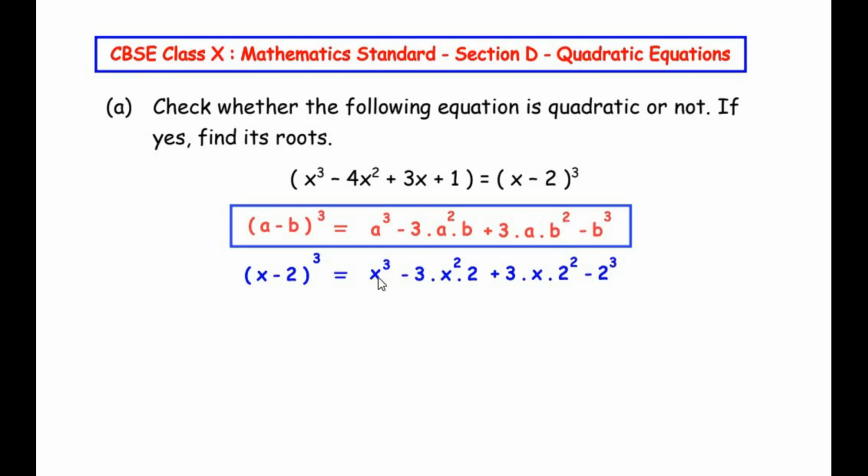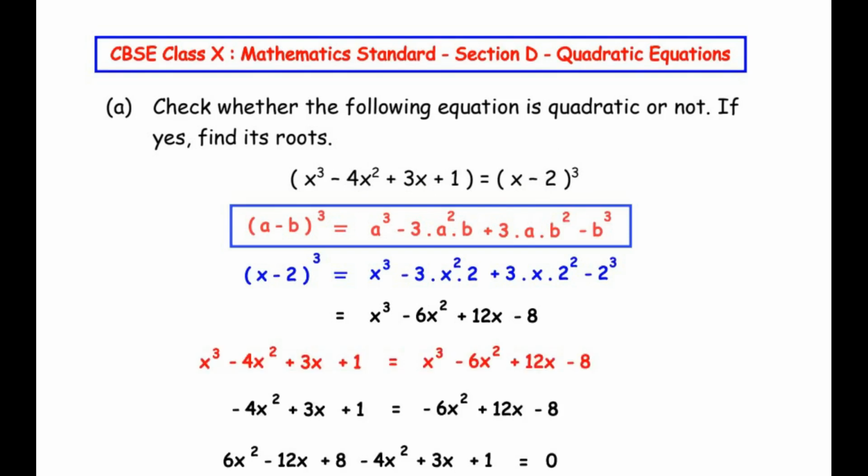Now let us simplify this expansion. Now x cube remains the same. 3 times 2 is 6, so we get 6x square. 3 times 2 square is 4, so 3 times 4 gives us 12, so plus 12x minus 2 cube becomes 8. Now we have expanded this bracket, so let us now equate the left hand side to the expanded right hand side.